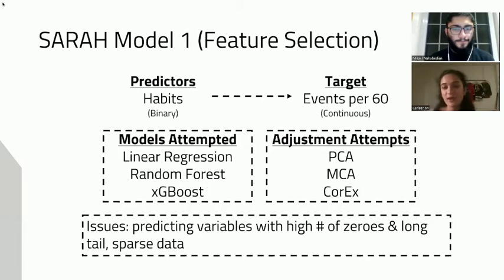And we tried to fix that with various things like a PCA and MCA, which is a variable decomposition. Basically, you're taking your 30 variables, 30 habits, and squishing them together in a statistically significant way. So you end up with only 2 or 3 variables to try to predict events on. Unfortunately, that also didn't work. We also tried something called Corex, which was a way of linking to sparse data sets and just dealing with the sparseness as well as the variable decomposition.